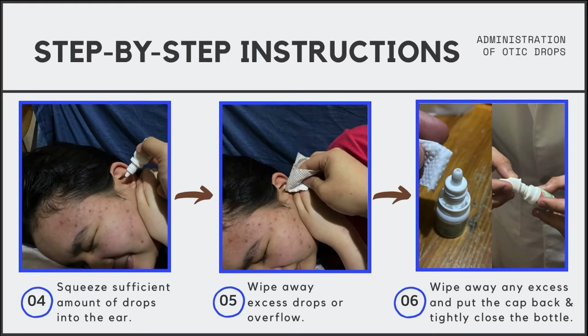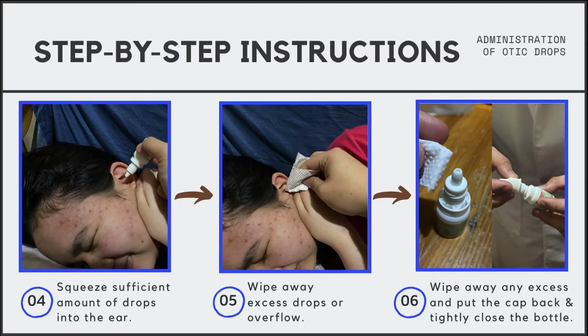If the bottle has a separated dropper, draw some of the medication into the dropper. For eardrops with their own dropper tip, you would simply need to slowly point the dropper tip into the ear and gently squeeze. Squeeze a sufficient amount of drops into the ear. Take note of instructions given by your doctor, most especially when it comes to the number of drops and for how long you would allow the medication to sit within the ear.